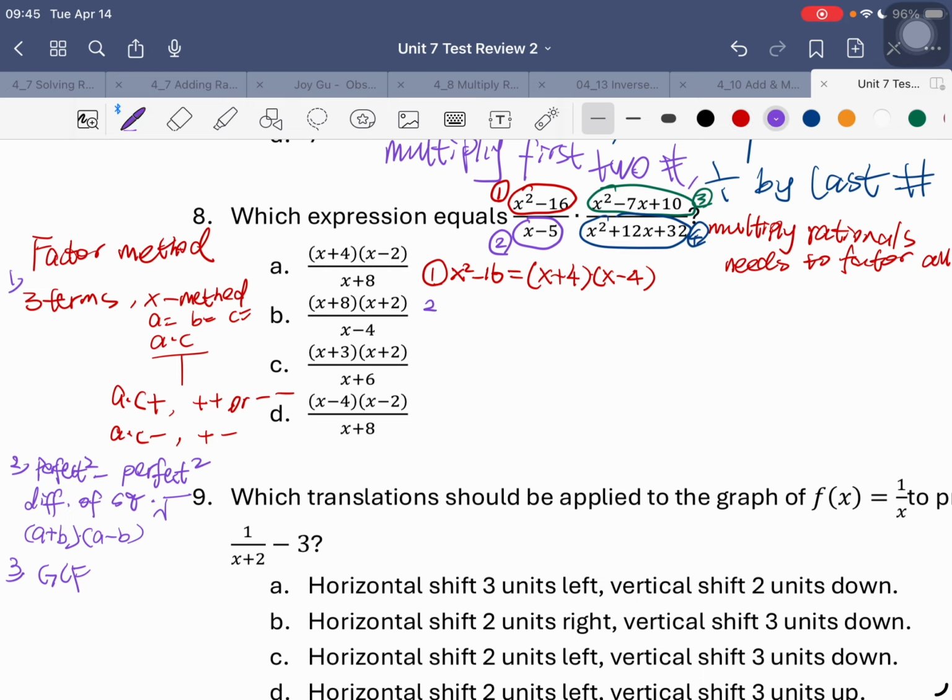And then let's factor 2. I have x minus 5. Can I use the x method? No. Can I use perfect square? Are any of them perfect squares? No. Is there any number that could divide both x and 5? No. So no need to factor.